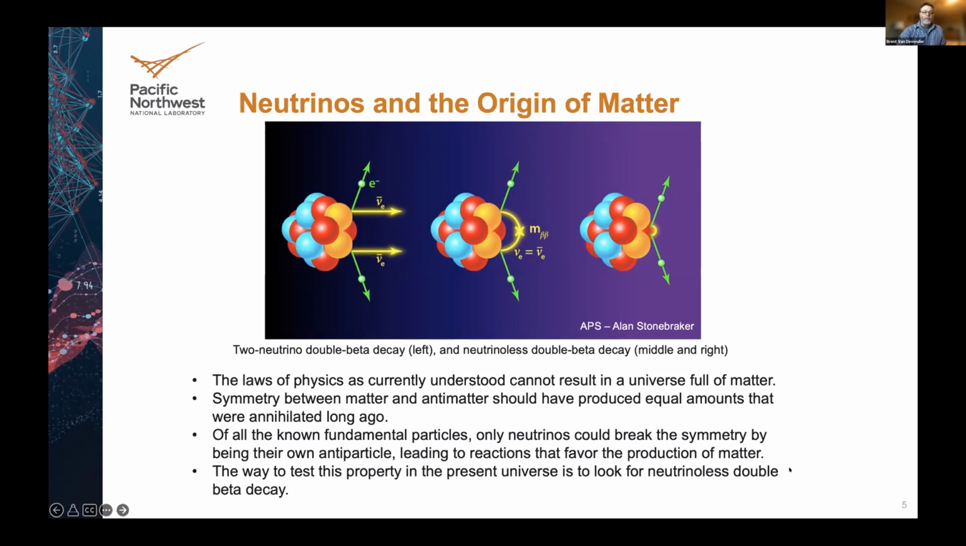The way to test that in the modern universe is to look for a very rare radioactive decay called neutrinoless double beta decay. So the pictures are on the left, a normal double beta decay, which is a well-known process. It's been observed, where a heavy nucleus decay is giving you 2 electrons and 2 neutrinos emitted. But if neutrinos are their own antiparticle, there is also a possibility where that neutrino can be reabsorbed, like what is shown in the middle, such that all you see is the 2 electrons. If you observe this decay at any level, it's a sign that neutrinos have this special property and could be the way out of the origin of matter conundrum.